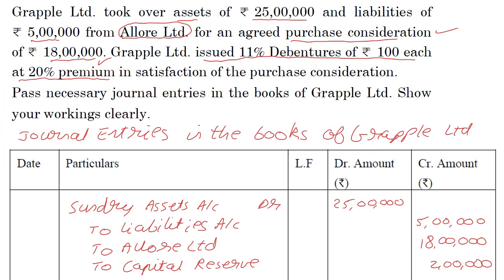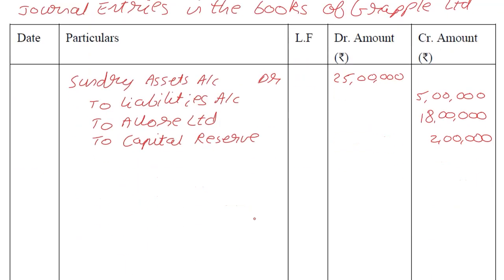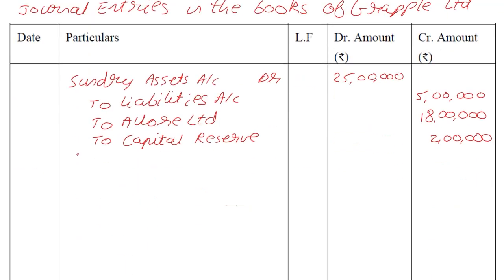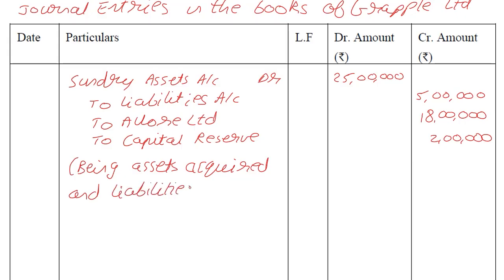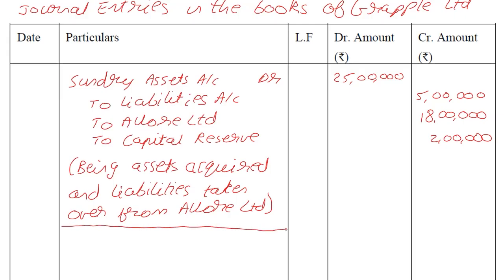So we have the journal entry in place, and now we simply put a narration: being assets acquired and liabilities taken over from Allore Ltd. And then we draw a line.